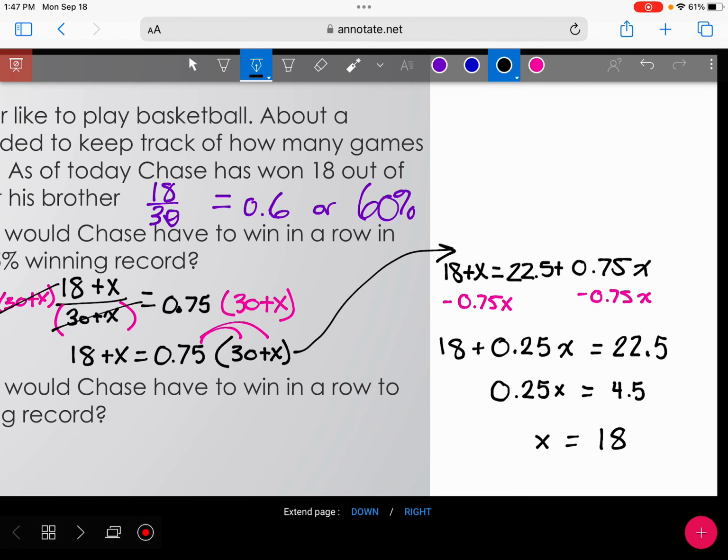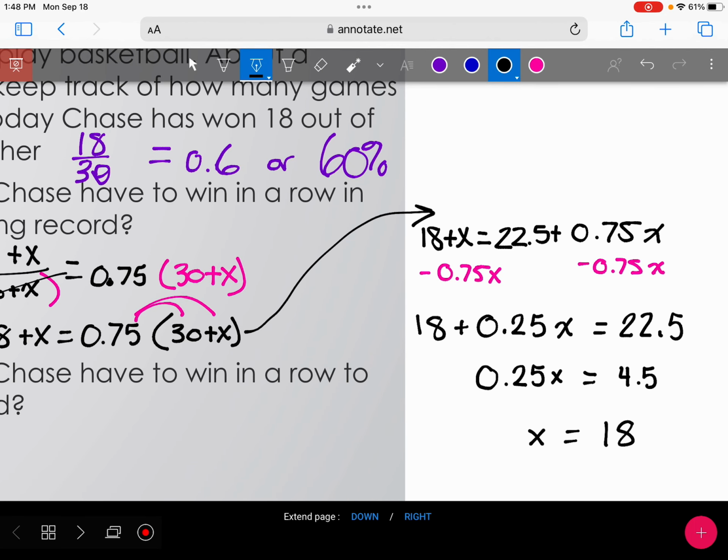So how many games does he need to win in a row? 18 more games. So if he wants to have a 75% record, he needs to win 18 more games. The reason we talk about in a row is because if it's not in a row, it makes the math way more complicated. So it has to be in a row.